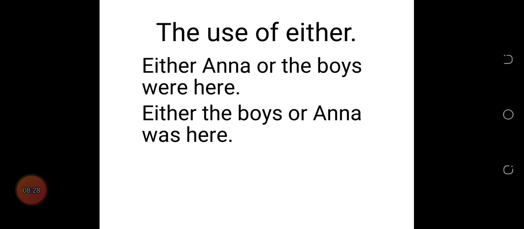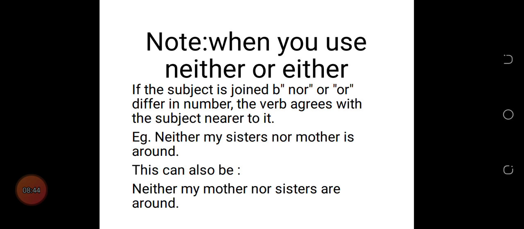Okay, then the second one says either the boys or Anna was here. So here we have Anna as a singular subject, hence the verb was is used. I hope that is clear. All right.